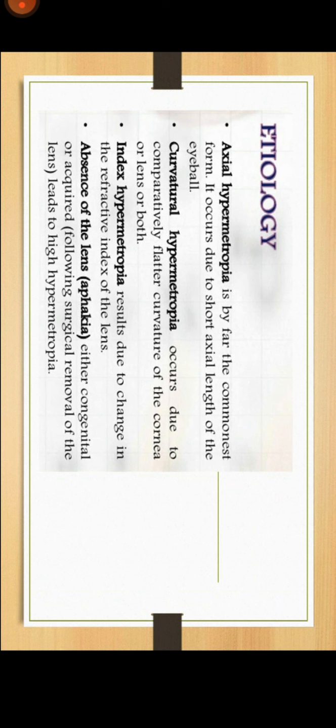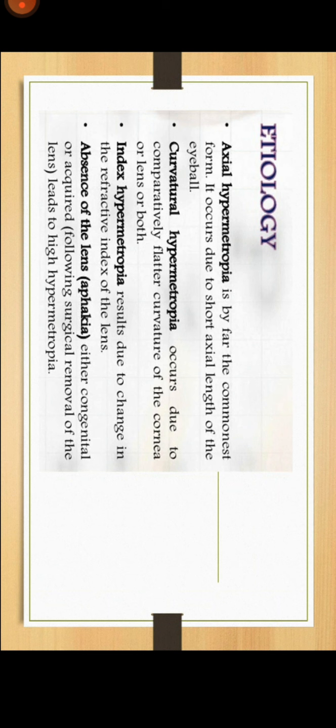The more the curvature, the more the light rays will refract and be focused anteriorly. But here the curvature is lost, or otherwise the curvature is comparatively less. So the light rays are focused beyond the retina. Then coming to index hypermetropia, it results due to a change in the refractive index of the lens. That means at the molecular level, or otherwise the nuclear consistency of the lens is altered.